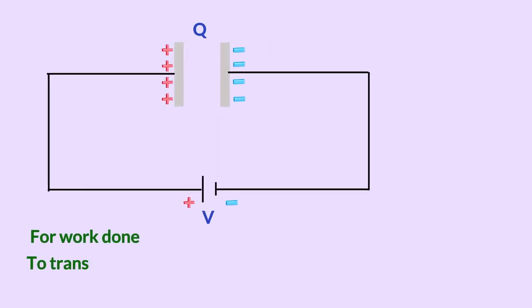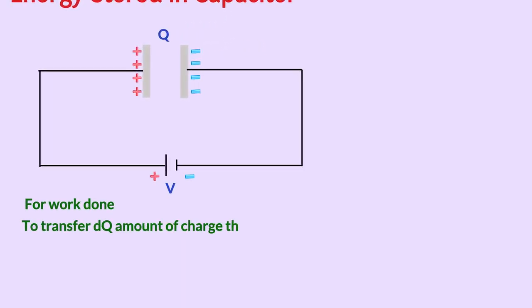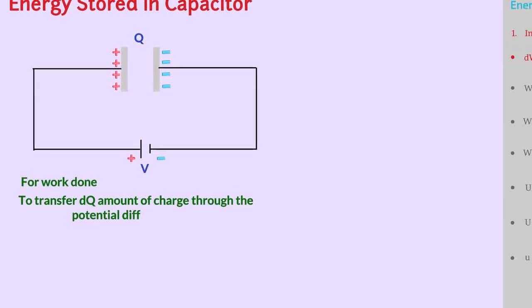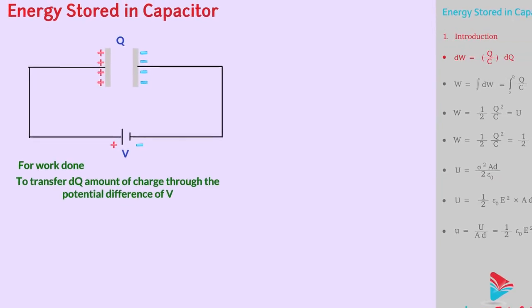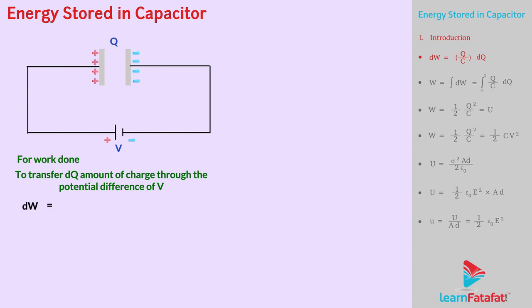Consider a parallel plate capacitor having potential difference V and charge Q. The work done during the process of transferring dq amount of charge through the potential difference of V volts is dW equals VdQ. For a capacitor V equals Q by C, so dW equals Q by C into dQ.